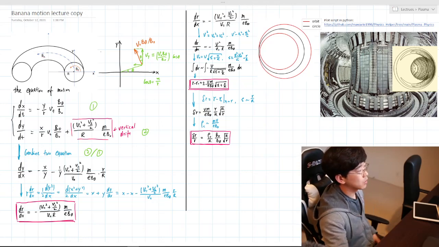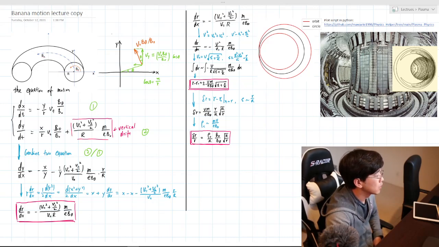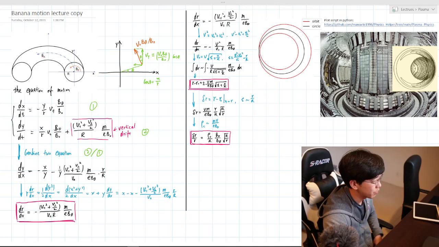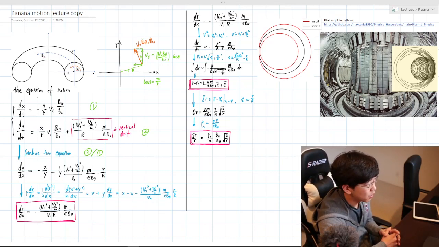Okay, let's talk about banana orbit. Here's the setup. On the left-hand side plot, we have a torus with a toroidal magnetic field B phi and a poloidal magnetic field B theta. R is the major radius. At the center of the cross-section of the torus, we set up a Cartesian coordinate system with x and y, and we can describe the guiding center particle motion.